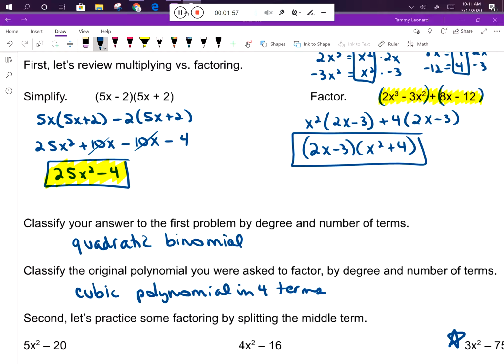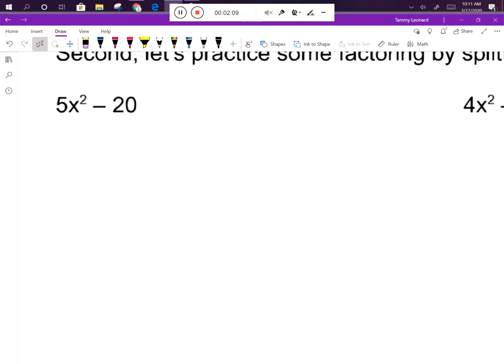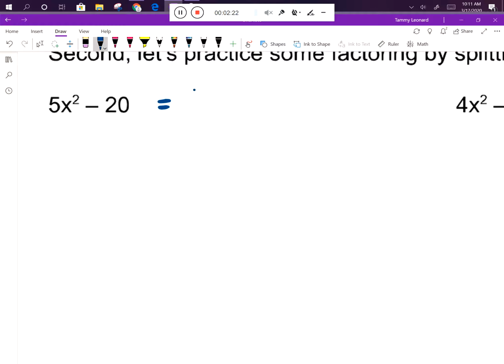All right, time to do some factoring practice. I'm going to do 3 of the problems with you today, and then 2 of the problems are going to be your homework for tonight. So let's start with 5x squared minus 20. When we look at this one, the first thing that jumps out at me is the 5 and the 20. Since one ends in 5 and one ends in 0, those are both divisible by 5. So I'm going to start by factoring out a 5 from both terms, because that's the GCF.